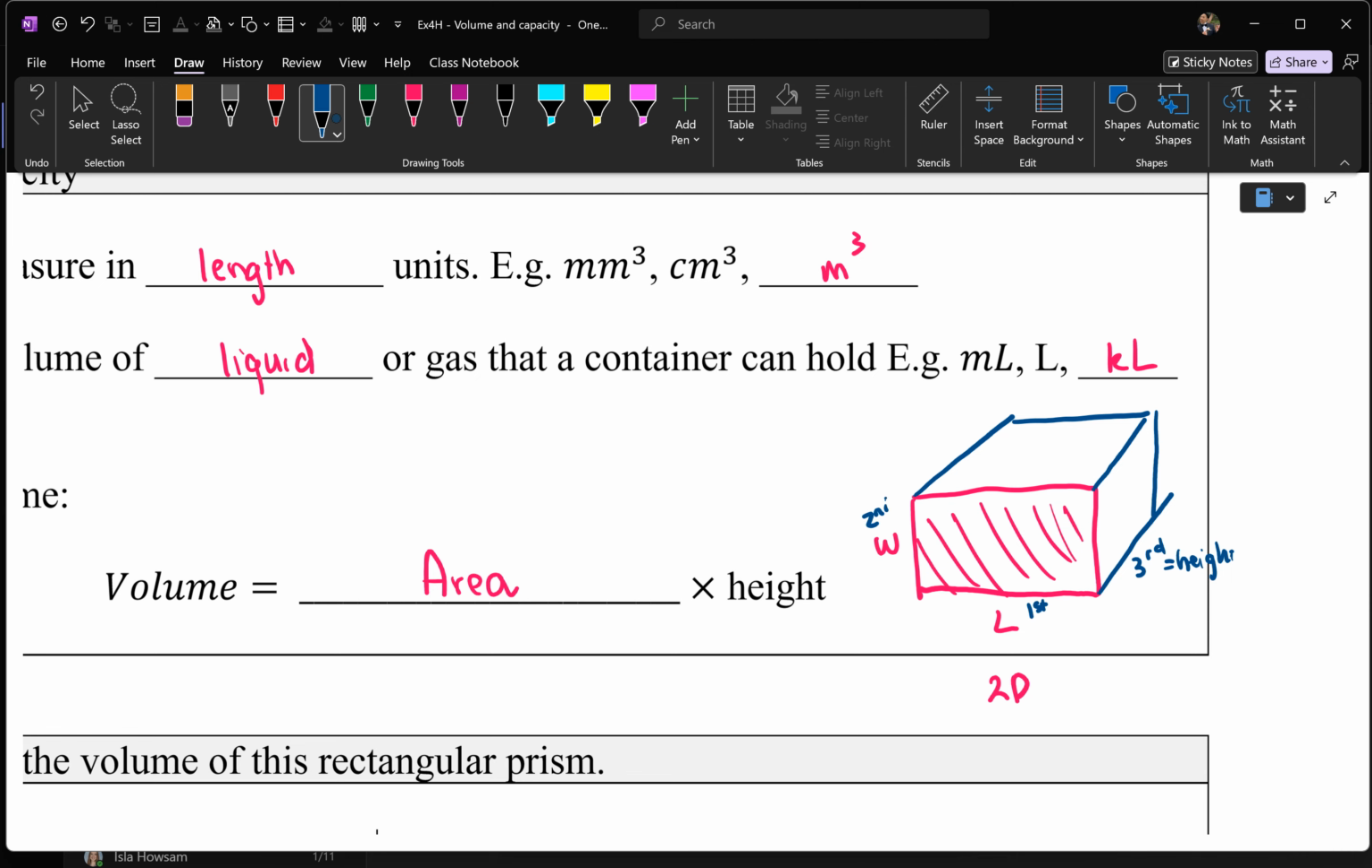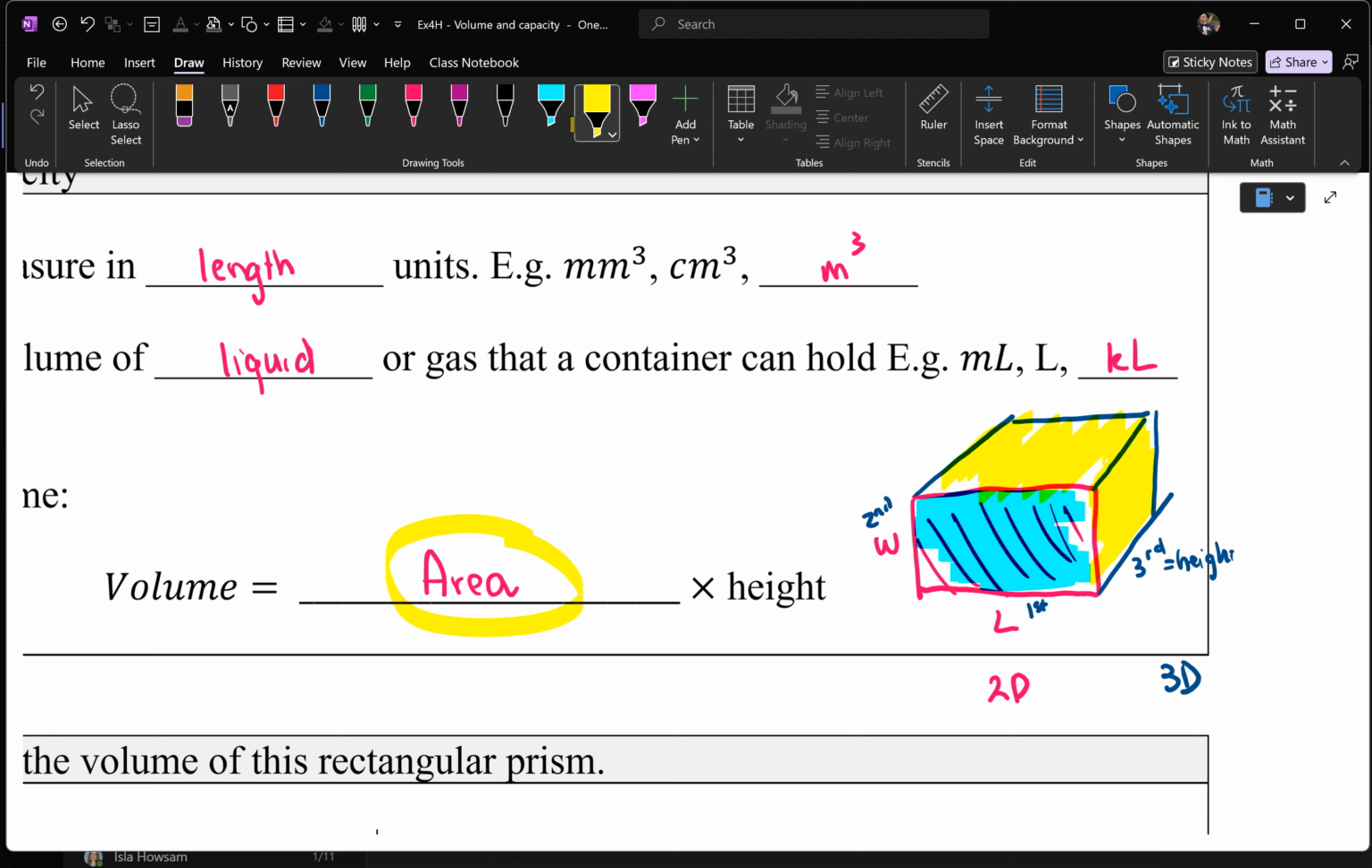This is your second dimension, hence why we call it a 2D shape. By adding on a third dimension, it now becomes a 3D shape. So volume was really just finding the area in 2D, and then multiplying it by the third dimension, which is how you get this entire box, and that becomes the volume.